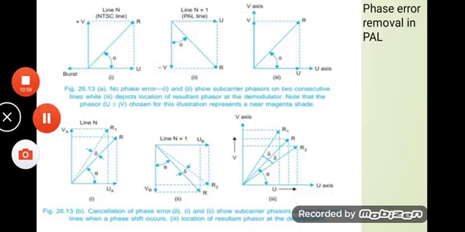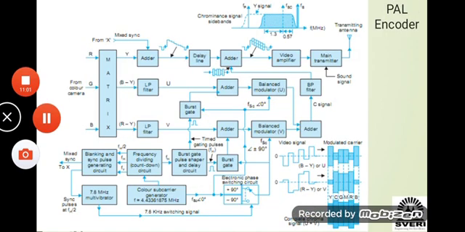Now let us see in detail how exactly this PAL encoder detailed block diagram looks like.